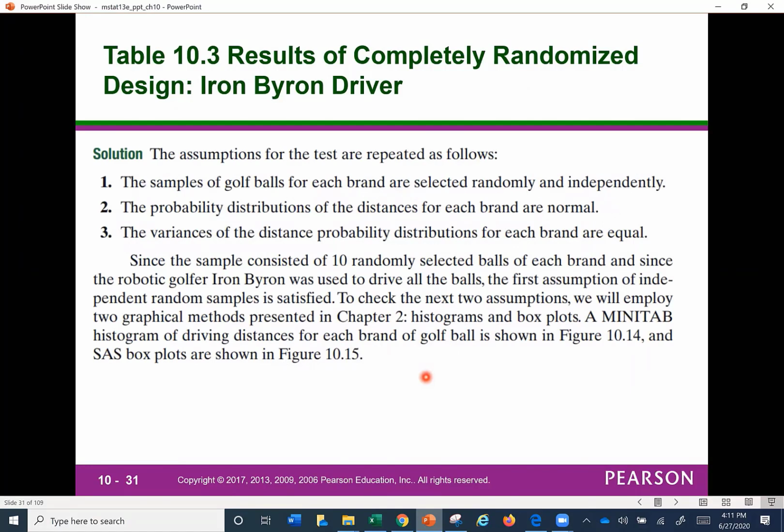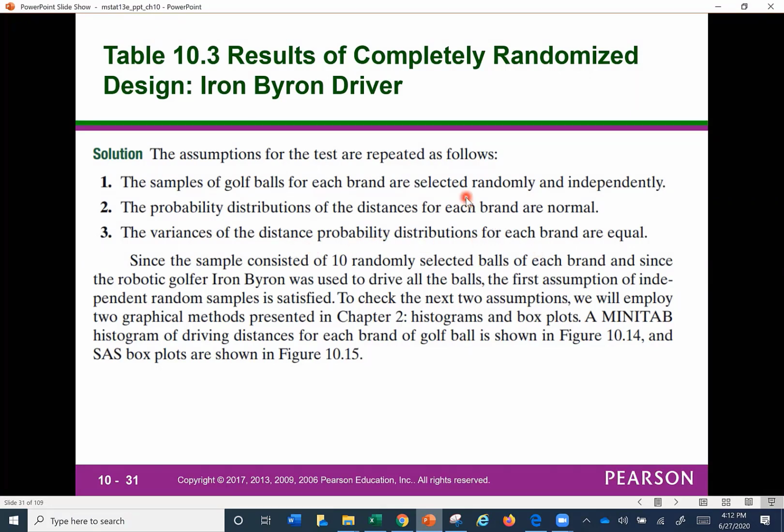Okay, let's verify the assumptions in this case. Which ones are my assumptions in order to use this procedure? The first one is that we need to select a random sample from all brands. The samples of golf balls for each brand are selected randomly and independently. Second, the probability distribution of distance for each brand is normal. Inside each brand, the distribution of all distances reached is normally distributed. And the third condition is very important: the variances of the distance probability distributions for each brand are equal.